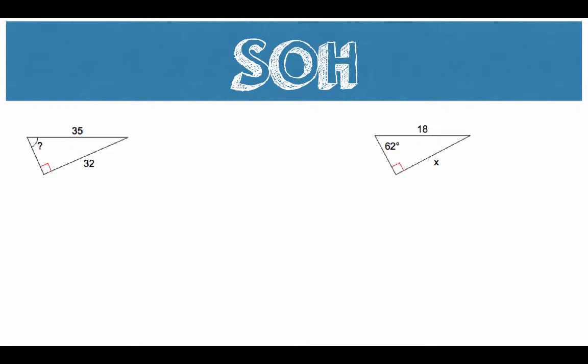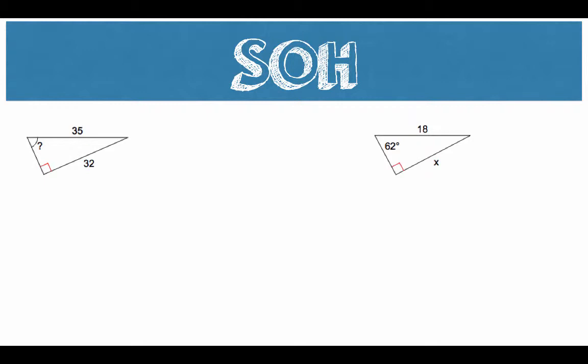The one on the right gives us this example of the hypotenuse, and it gives us x, which is the opposite side of 62. So when I go to plug this in and look for my solution, I know my hypotenuse is 18. I know my sine is what I'm looking for, and I know my degree measure. So I should come up with a side of about 15.8.